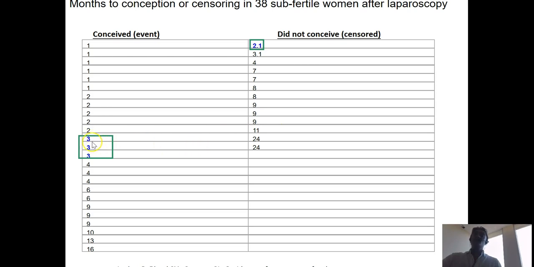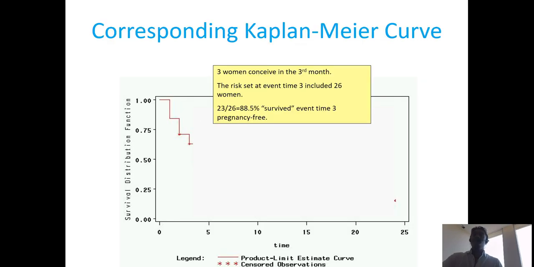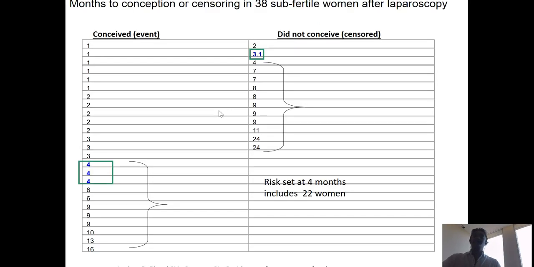The next event is at 3 months. So 3 people get pregnant, but that person left before, right? So my risk set is actually 26, not 27. So 3 of those got pregnant, so I've got 23 out of 26, or 88.5%. Drop down. I multiply that by my previous percentages, and now my running survival function is now 62.8%. Fantastic, right? I've got 23 people left now.